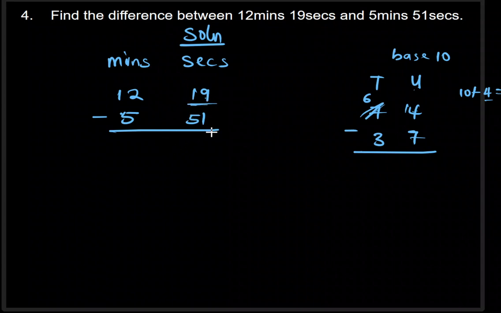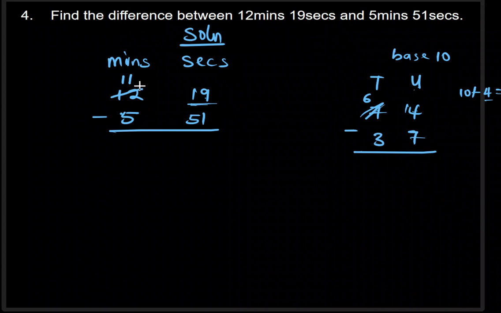Let's see. 19 minus 51. Take note, this also cannot work. 19 is smaller than 51. If it is bigger, you do normal subtraction and then you continue. But if it is smaller, of course, you have to borrow. So we come to 12, borrow 1 from 12, and we'll be having 11 here. Remember, we are in base 60.